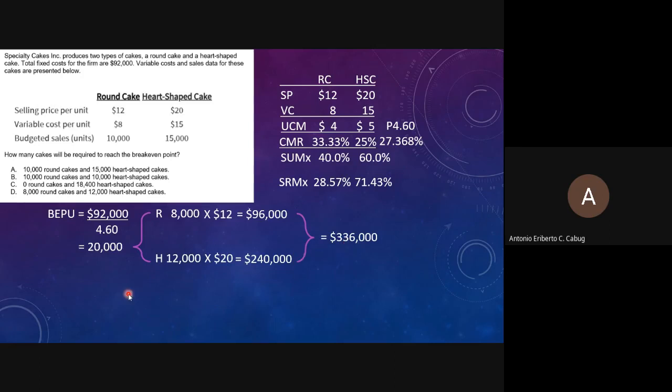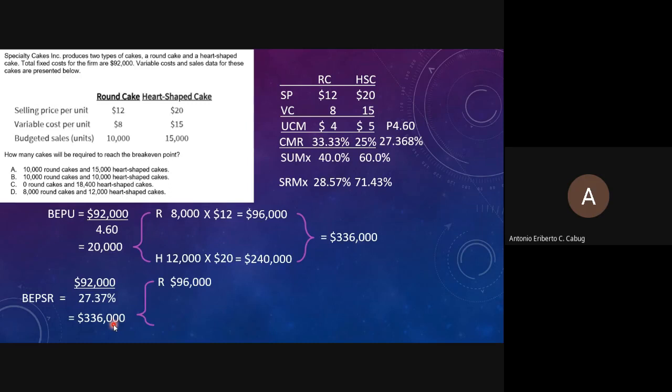Or, if you want to arrive at the break-even point in sales revenue directly, just divide the fixed cost by the CMR, this time the weighted average, using the revenue mix. 92K divided by 0.2737. Subject to rounding error, more or less, this is $336,000. If you are given the revenue, you may use the revenue mix as the basis for dividing. Sales revenue mix, 28.57% of 336K, 96,000.